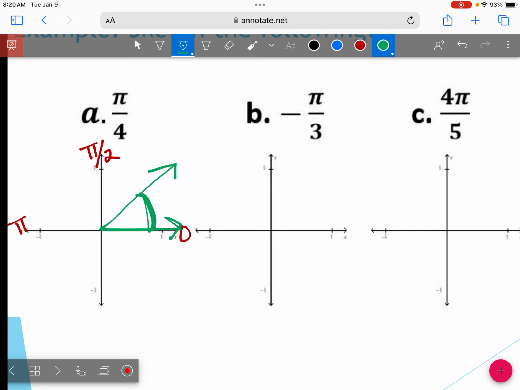I am so sorry. I did not recognize. Yeah, sorry. Okay, so that will fall in the first quadrant.